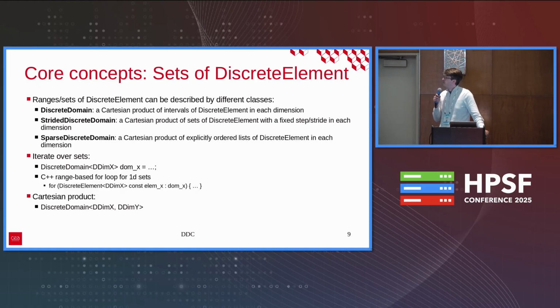We can iterate over the discrete elements in a domain, in a set of discrete elements. For example, if we have the discrete domain over ddimx, called domx, then we can use the range-based for loop to iterate over the discrete elements. So if ddimx is again a dimension of points, you will be iterating over the points in this domain. And to get to a multidimensional domain, you just add in the template parameters of the domain a new tag, ddimy, for example.